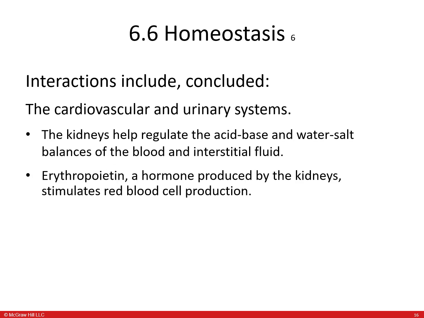The cardiovascular system also interacts with the urinary system. The kidneys help regulate the acid-base and water-salt balance of the blood and interstitial fluid. And erythropoietin, a hormone produced by the kidneys, stimulates red blood cell production as well.